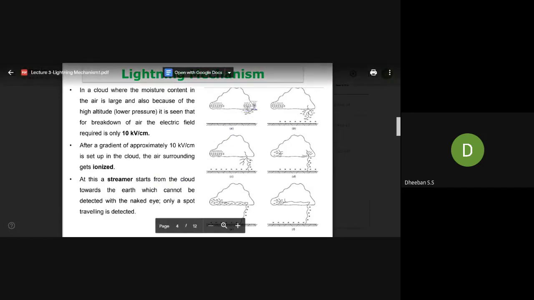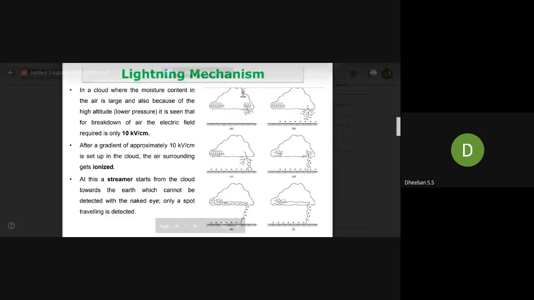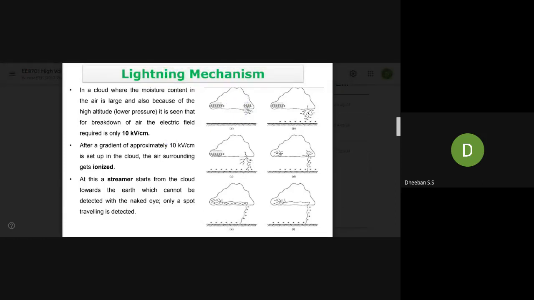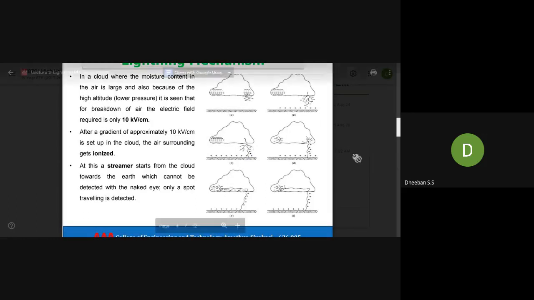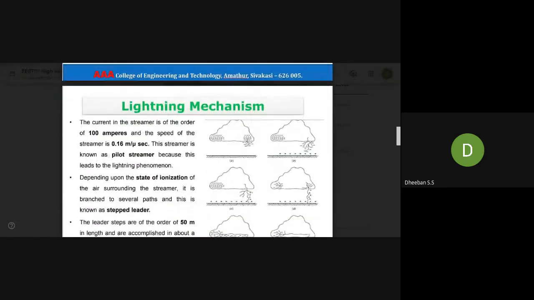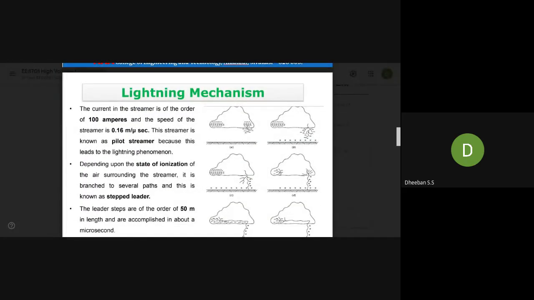Okay, it's shown in your A diagram. That is the first diagram. This cannot be spotted with your naked eye. Only when you are getting a perfect lightning alone, you will be able to see it with your eyes. So you have to take this stream.